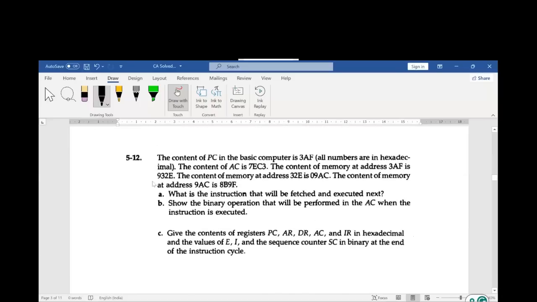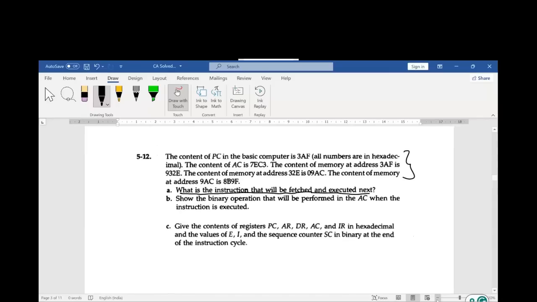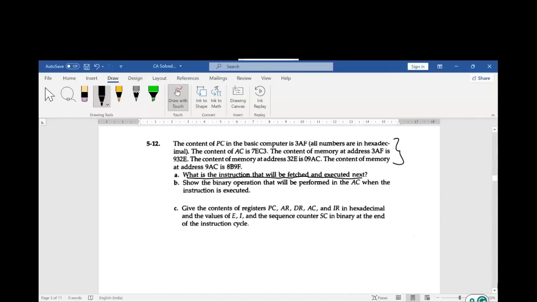Right, this is another question given to us, 5.12. Now, in the last question, you were already told that the instruction to be executed is ISZ. But I told you that you may be given the instruction code and you need to identify which instruction it is. So here that type of question is given: what is the instruction that will be fetched and executed? From the given data, you need to identify what instruction is to be executed. Let us quickly have a look at the question.